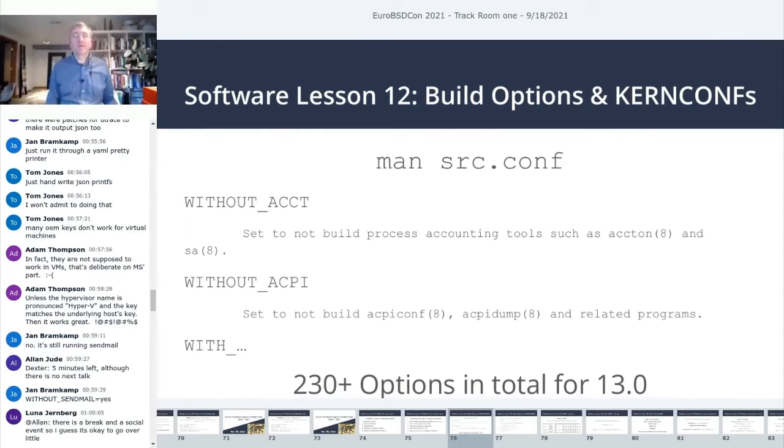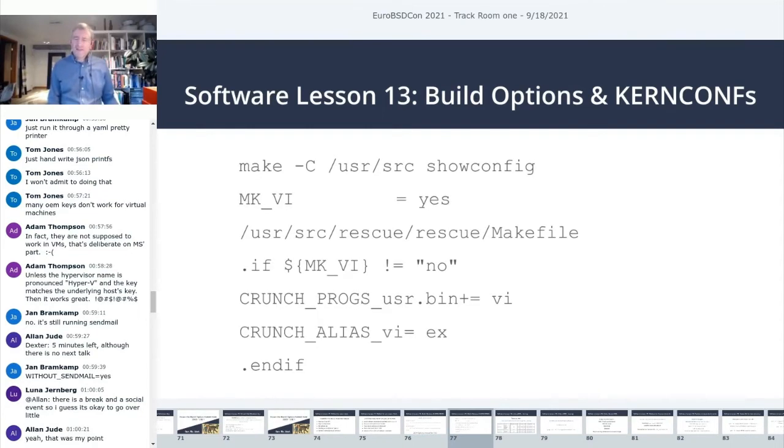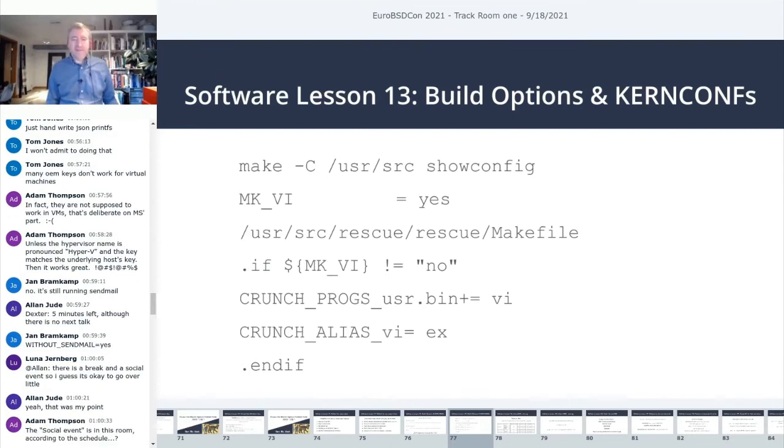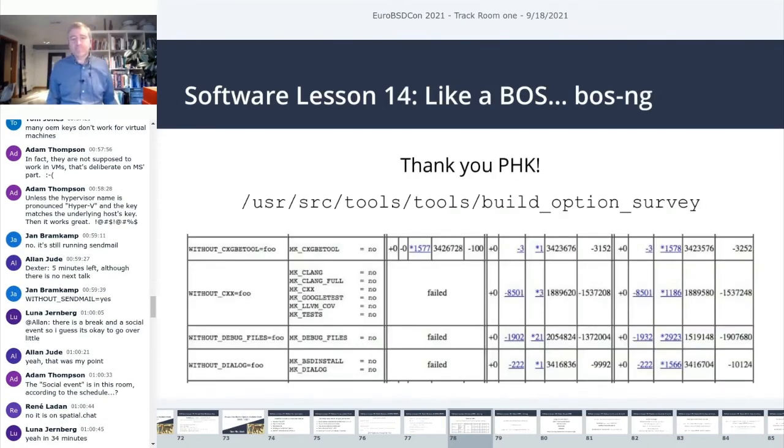That's been horribly painful for years until the 13 release, and I will thank everyone who helped make that happen. Here's a random example. You go into src and do show config, and it throws out this list of where it's at. So MK_VI, let's make vi. In this example, when you're building the rescue crunchgen items, include vi. Okay, fine. And then alias it to ex. Fine. So you can get to control on, off, flip a switch.